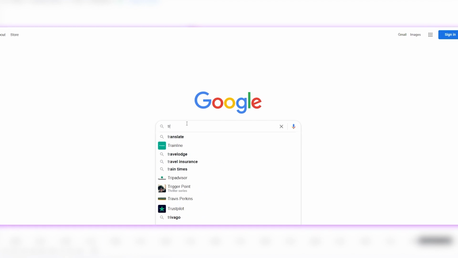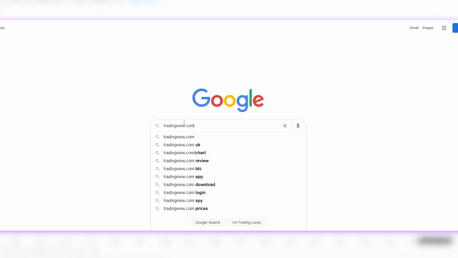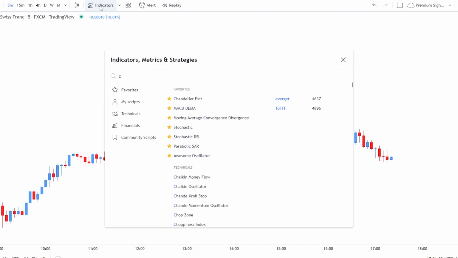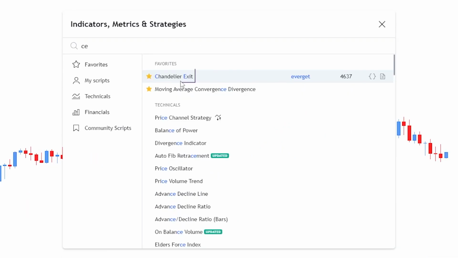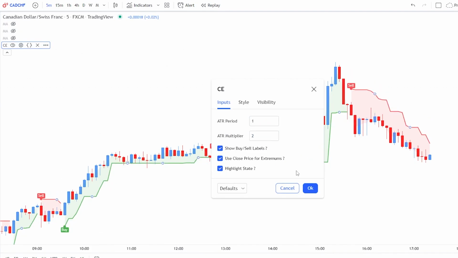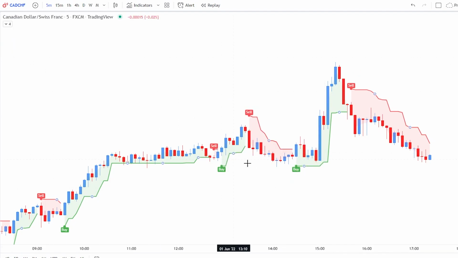your chart. So go ahead and open the TradingView platform. Once that step is done, navigate to the indicator section, and the first indicator we will need to add is called Chandelier Exit. Once it's on your chart, click on the input section and change the ATR period to 1 and the ATR multiplier to a value of 2.